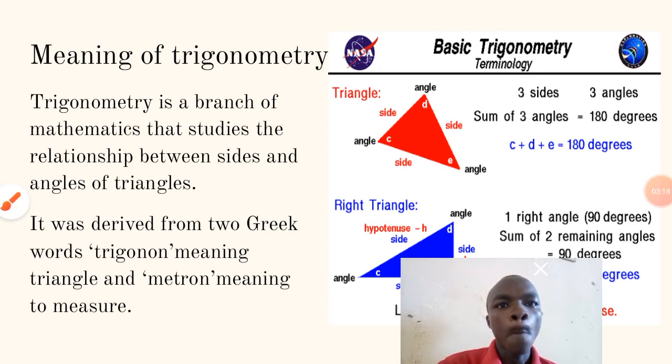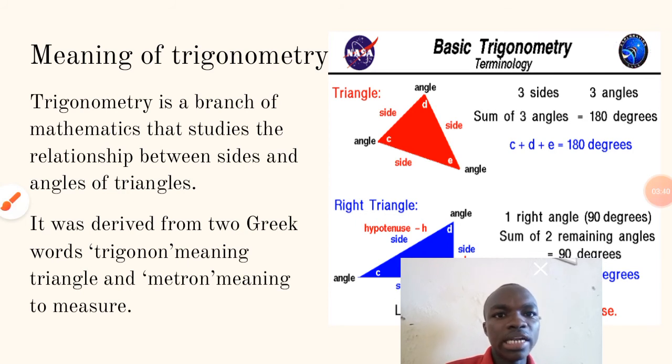And what does it do? It studies the relationship between sides and angles of a triangle. That means trigonometry specifically applies to triangles. Please take note: trigonometry applies to triangles, while geometry applies to others, like triangles, quadrilaterals, and others. So trigonometry applies to triangles.